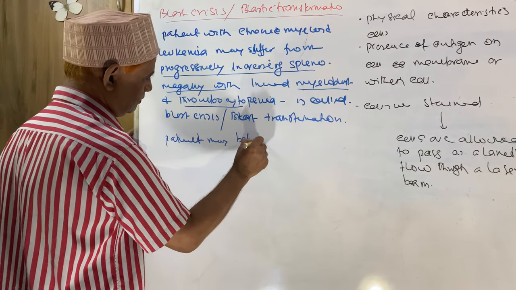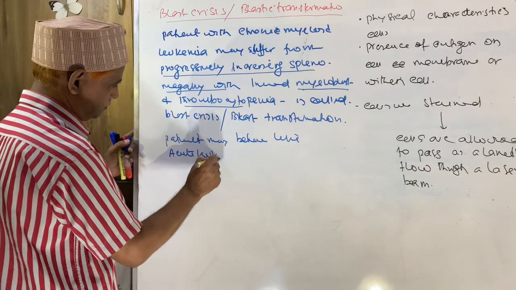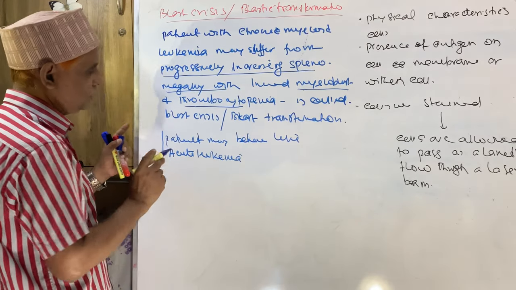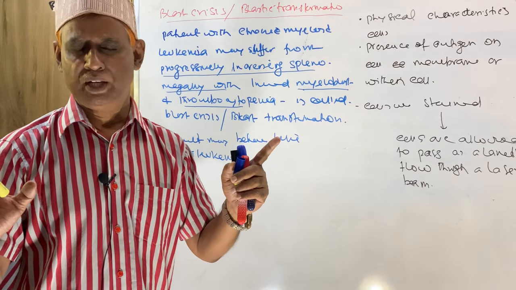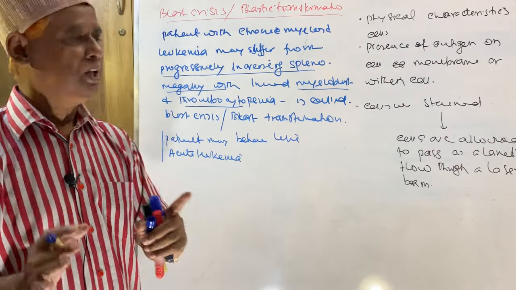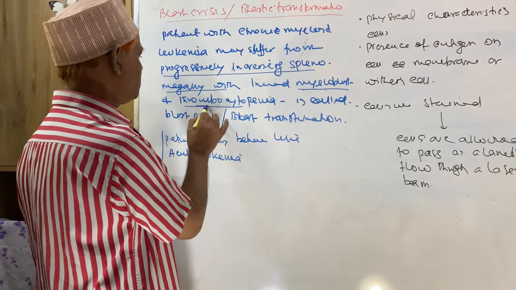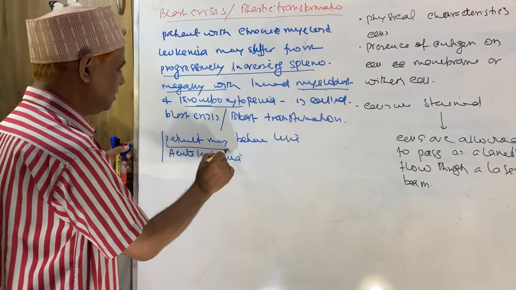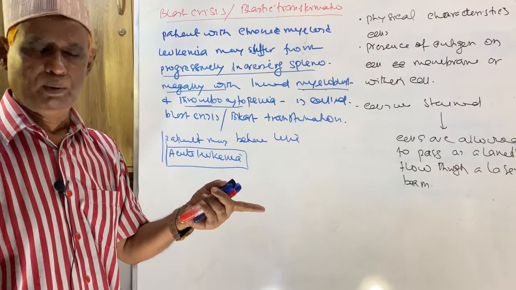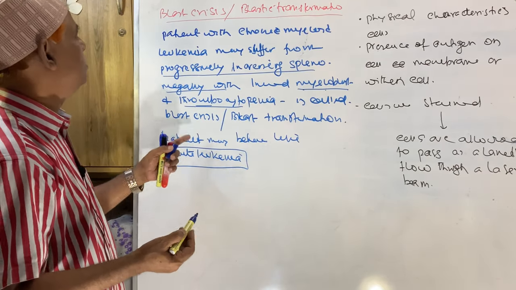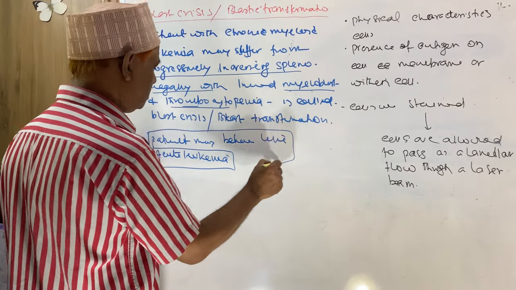With increased myeloblasts and thrombocytopenia, the patient may behave like acute leukemia. In chronic myeloid leukemia, there is no increased number of myeloblasts, most of the cells are myelocytes and metamyelocytes, and there is no thrombocytopenia. If the patient suffering from CML develops increased myeloblasts and thrombocytopenia, it looks like acute leukemia, because in acute myeloblastic leukemia, most of the cells are myeloblasts and there is thrombocytopenia. So a patient suffering from blast crisis behaves like acute myeloblastic leukemia.